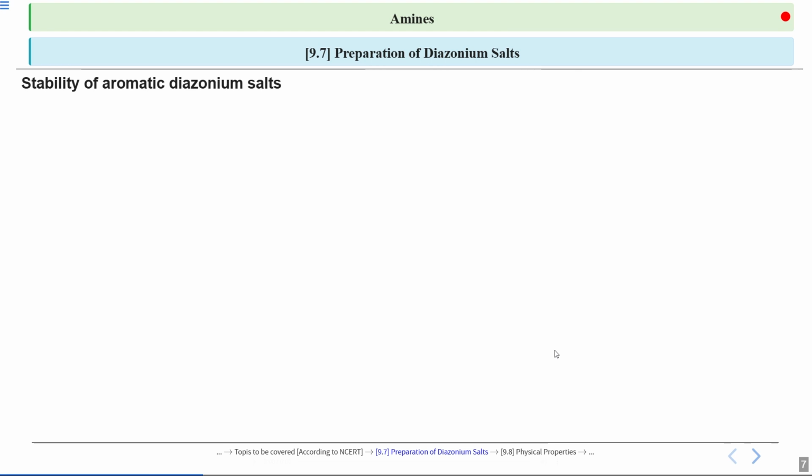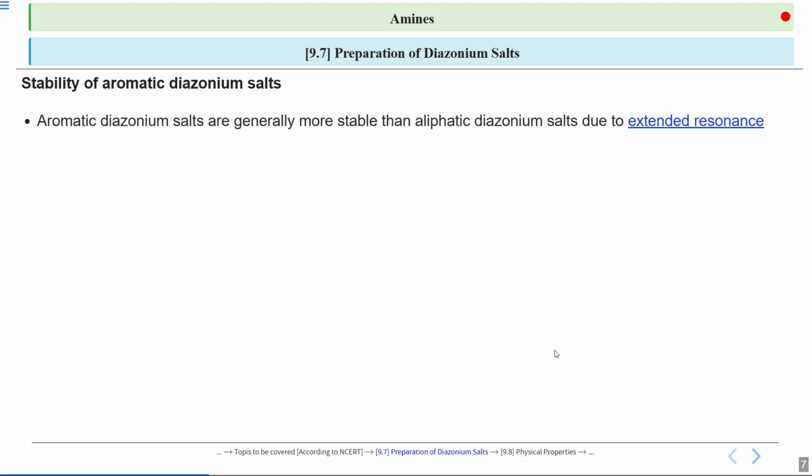Now we will see the stability of the aromatic diazonium salts. First, see that the aromatic diazonium salts are generally more stable than the aliphatic diazonium salts. This increased stability comes from extended resonance. Resonance means that electrons in the molecules can spread out over several atoms, which helps to lower the energy and make the compound more stable.